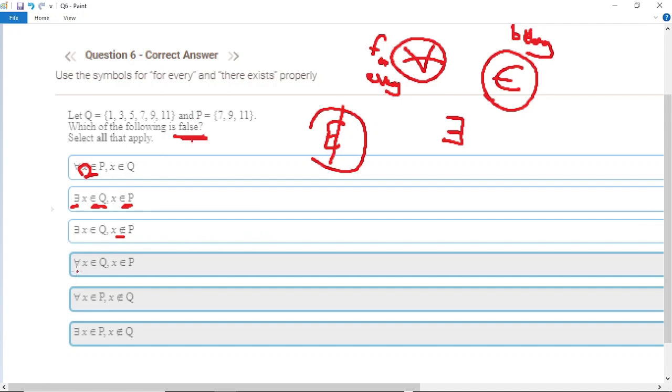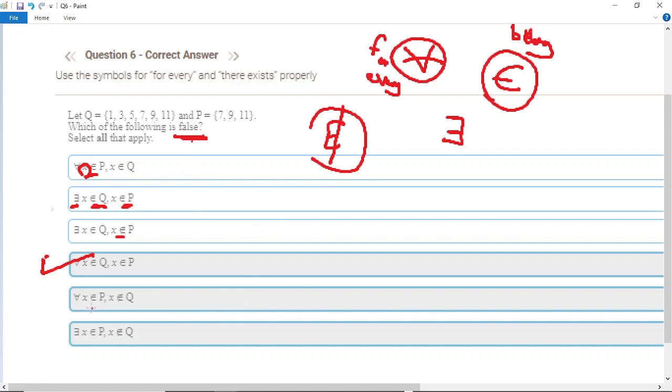Now let's see the next one. All numbers of x belong to Q, okay, will belong to B. Okay, I have 7, 9, 11, it's belong to B also, but 1, 3, 5 is not belong to B. So this is the right answer because it's false.